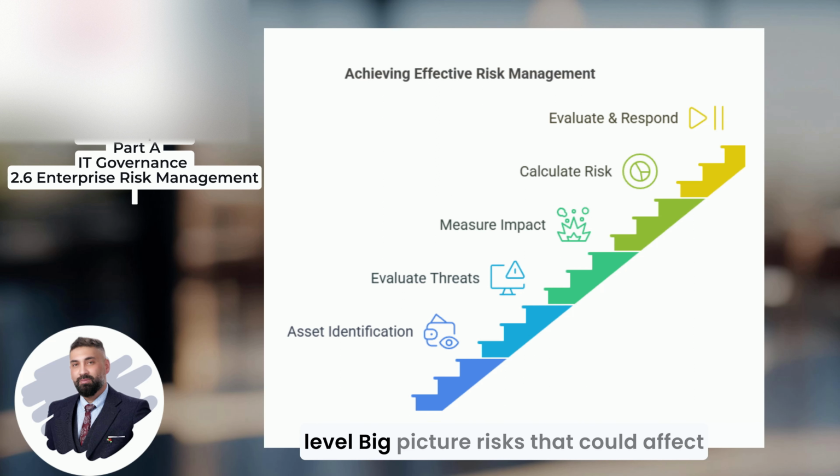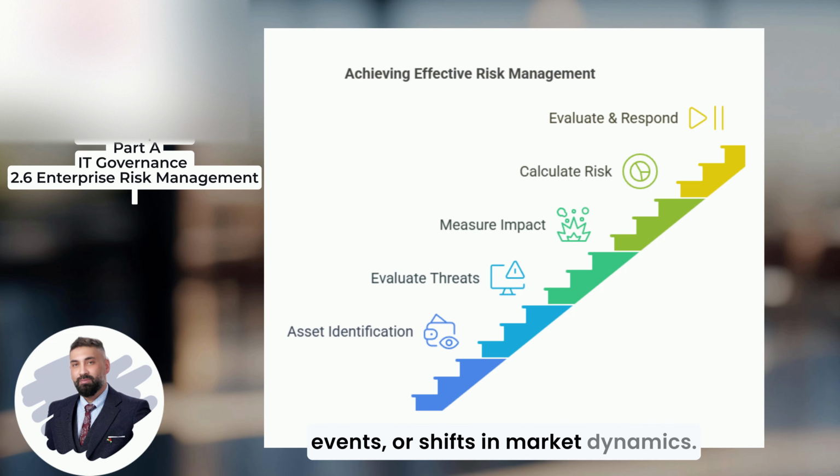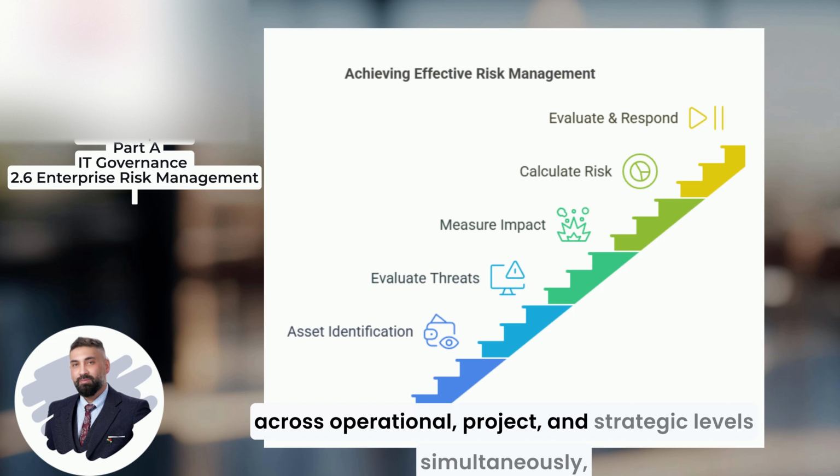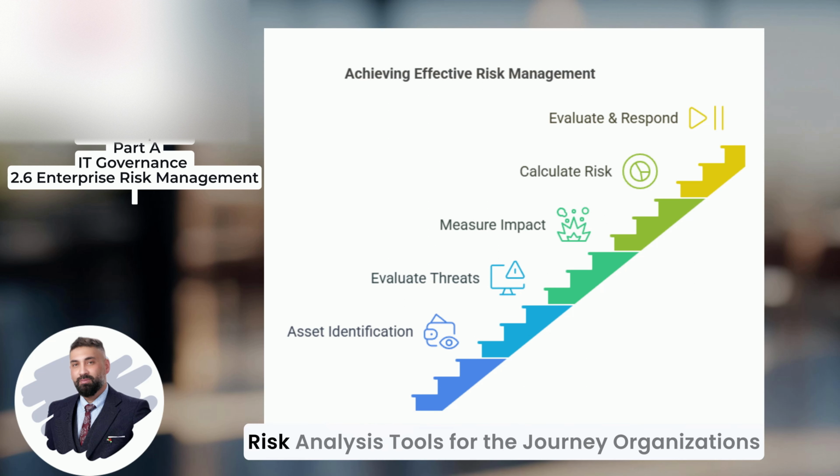Strategic level, big picture risks that could affect the organization's future, like technological disruption, geopolitical events, or shifts in market dynamics. These levels don't exist in isolation. A single risk event, like the failure of a critical IT system, can cascade across operational, project, and strategic levels simultaneously, requiring a coordinated response. Risk analysis methods: tools for the journey.